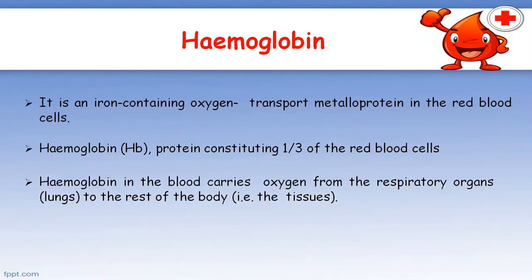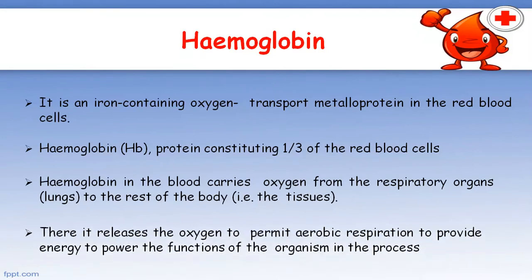Hemoglobin in the blood carries oxygen from the respiratory organ, it means the lungs, to the rest of the body, that is the tissue. There, it releases the oxygen to permit aerobic respiration to provide energy to power the function of the organism in the process. What is meant by aerobic respiration?